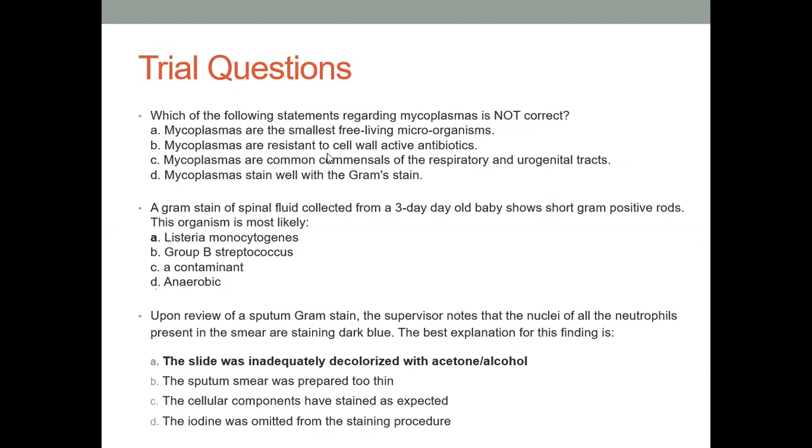Mycoplasmas are resistant to cell wall active antibiotics. Is this correct or not correct? It's correct. Very good. Remember, we said that they are cell wall deficient bacteria. So once they are cell wall deficient bacteria, it means that antibiotics whose activity depends on the cell wall will not be able to work. And for the MLSD, this is also an area that you have to watch out for.